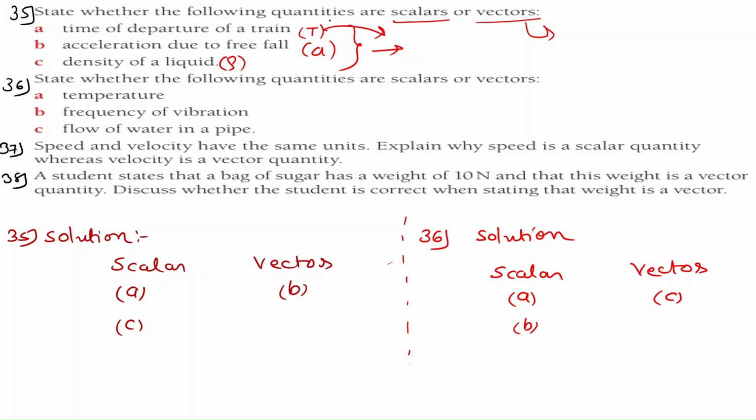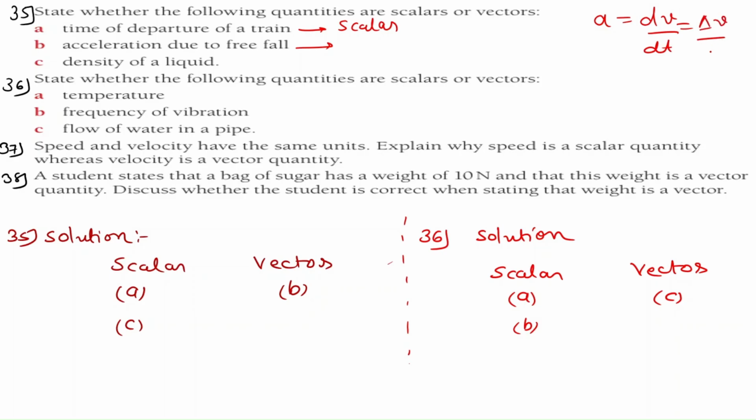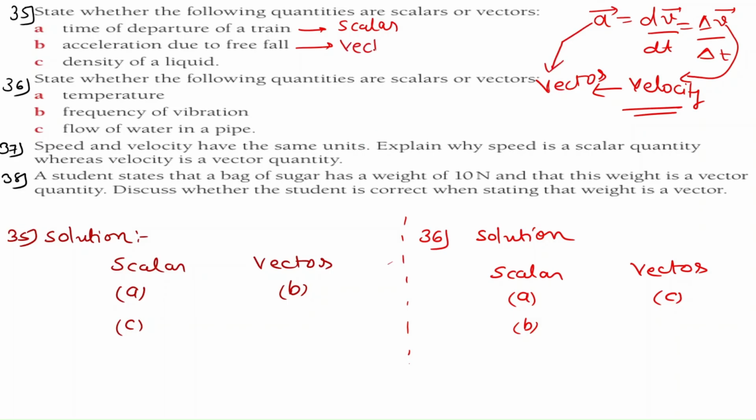Now, time is absolute and the same in every direction, so it is a scalar quantity. Now acceleration. Acceleration is given by dv upon dt, meaning delta v upon delta t. Here v is not the speed, here v is the velocity. Being a velocity, it is a vector quantity, so acceleration is also a vector quantity.